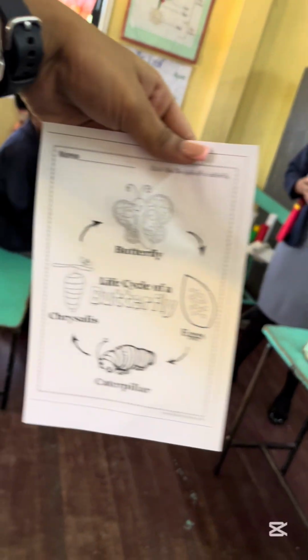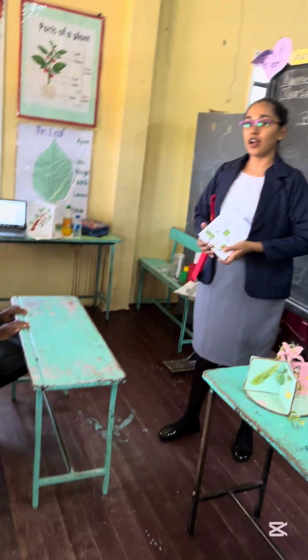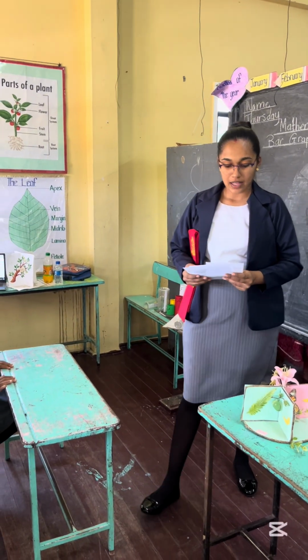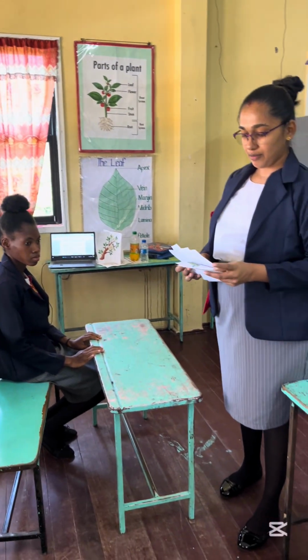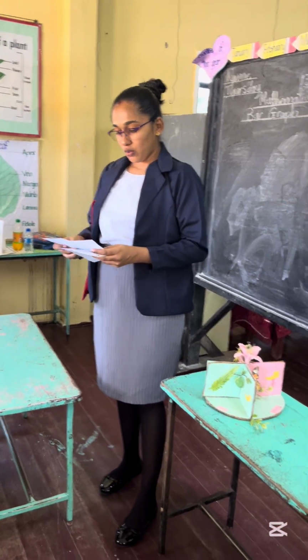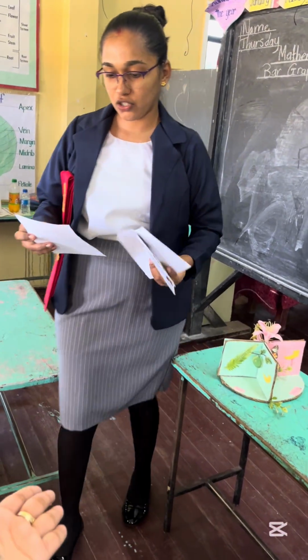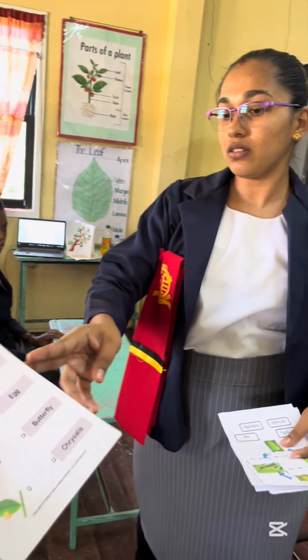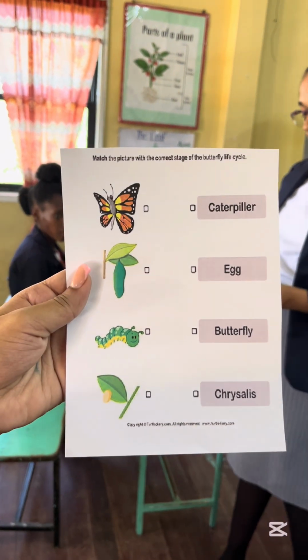Okay. You are going to color those butterflies, the larva, the chrysalis, and the caterpillar one. So you're going to color them up nice for me, right? And this middle group here, you are going to match. You're going to match the picture to the correct stage of the cycle. Okay, class? Okay, miss. Good.